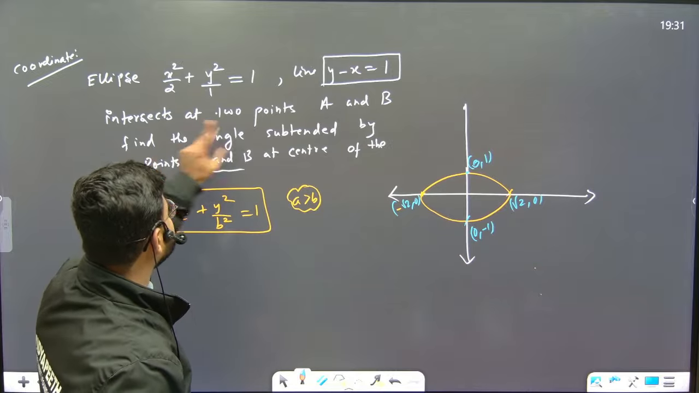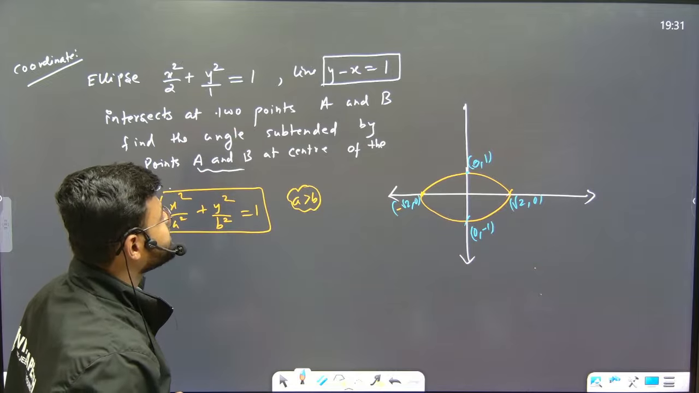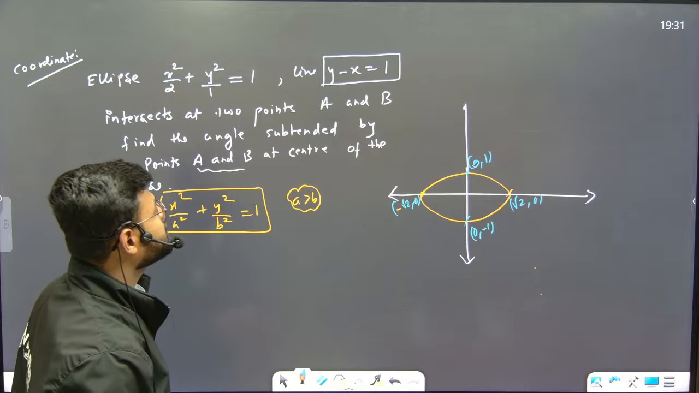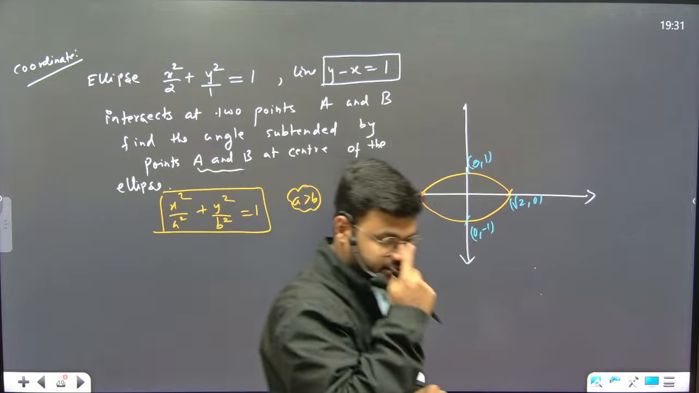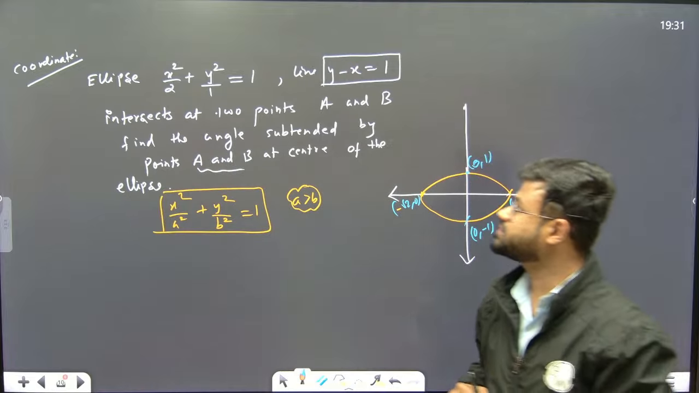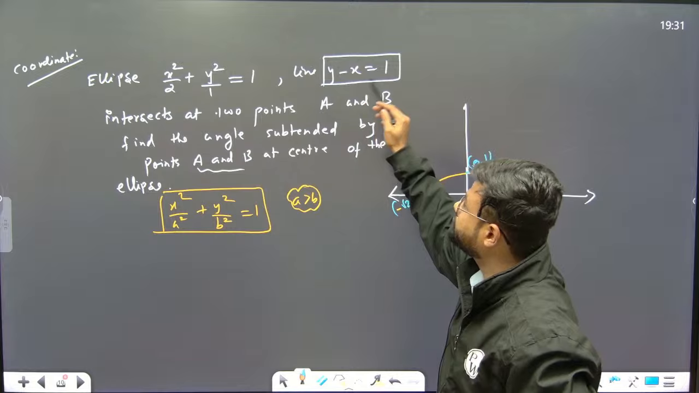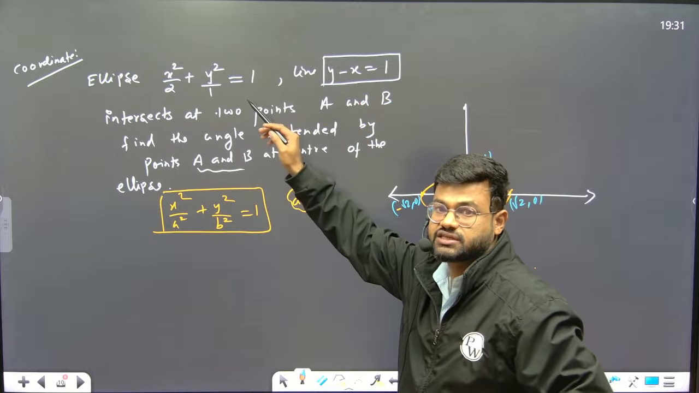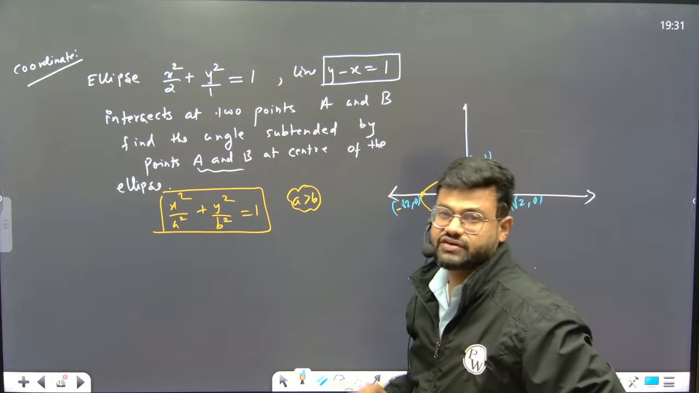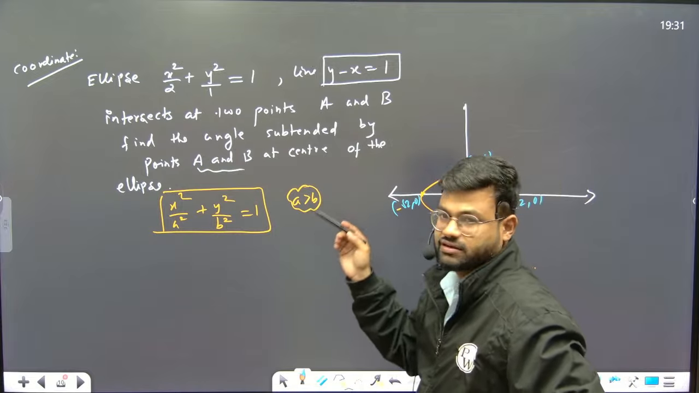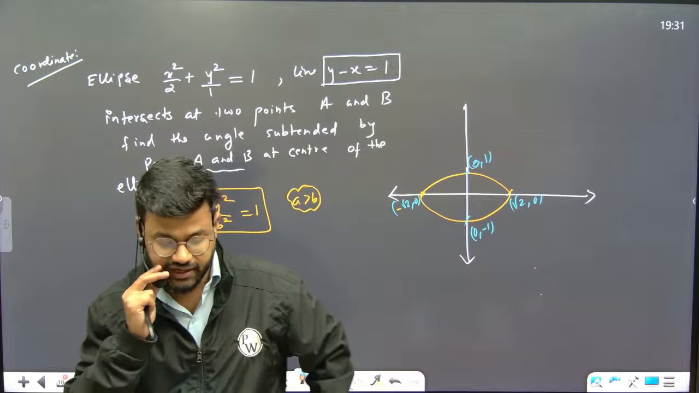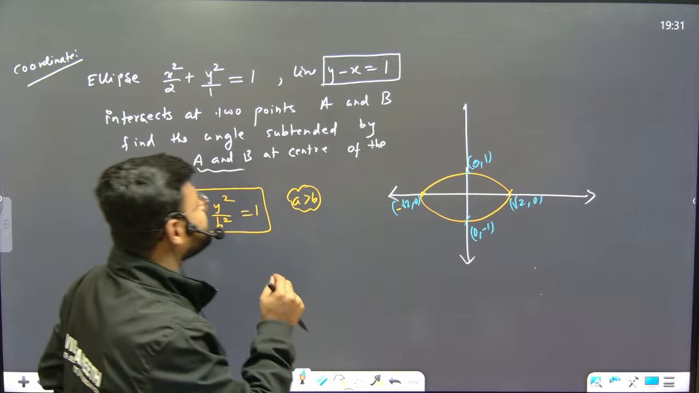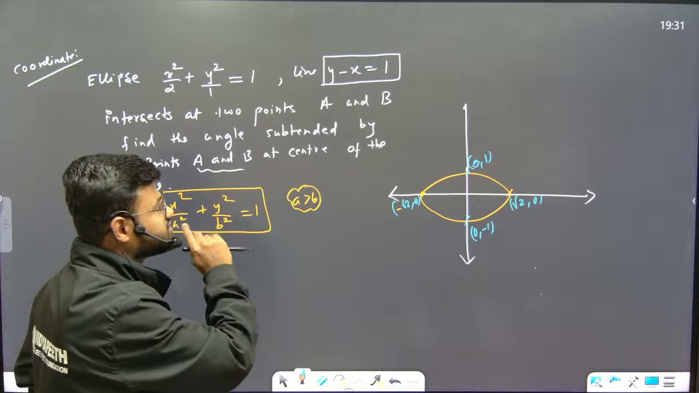So when this line is intersecting the ellipse at 2 points A and B, let us not find the intersection points. That is what is important in this case. If students try to directly substitute y equal to x plus 1 in this expression and then try to find the points of intersection, they might take a lot of time, which is not actually required. So that's why this question is a little bit tricky. This question is actually very straightforward.